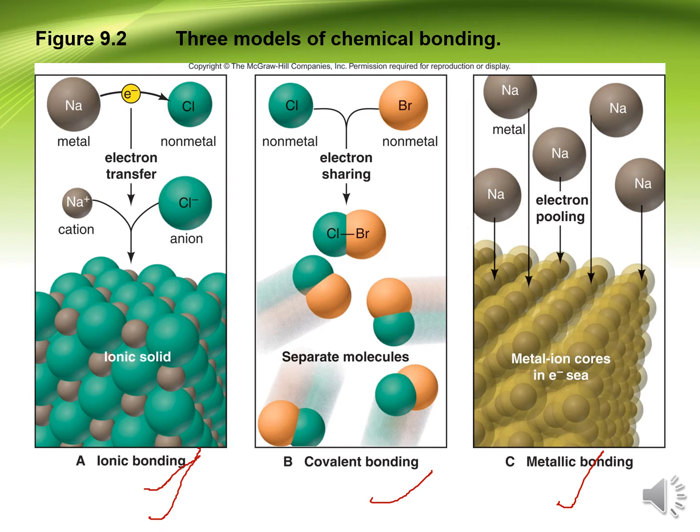Ionic bonding is the transfer of electrons from metal to non-metal, while covalent bonding involves sharing of electrons between non-metal and non-metal, while metallic bonding involves electron pooling between metal and metal. So ionic bonding involves metal and non-metal. Covalent bonding involves non-metal and non-metal, while metallic bonding involves electron pooling between metal and metal.